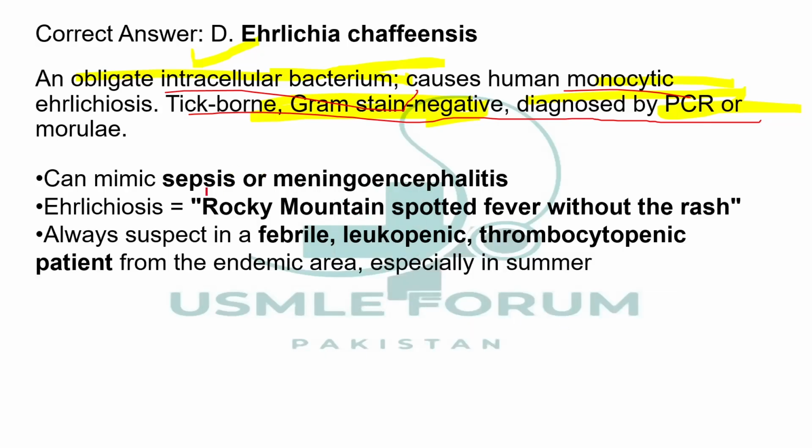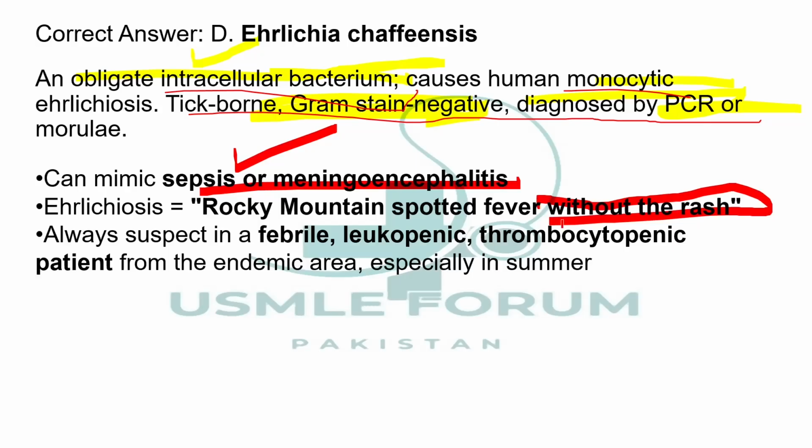It can mimic sepsis or meningoencephalitis if it is severe enough. It can mimic these pathologies. Ehrlichiosis is much like Rocky Mountain spotted fever, because Rocky Mountain spotted fever is also transmitted by ticks, and a mountainous region will also be mentioned in a Rocky Mountain spotted fever vignette. But a way to diagnose it is that Rocky Mountain spotted fever would have a rash, right? And ehrlichiosis has no rash.